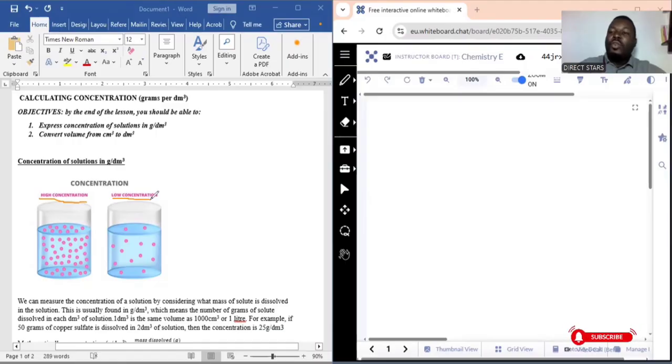This is very obvious with certain solutions, such as copper sulfate solutions. When you have more copper sulfate in a particular solvent, the blue color is deeper than the one with less concentration. So this concept is better viewed with colored salt or colored solute.